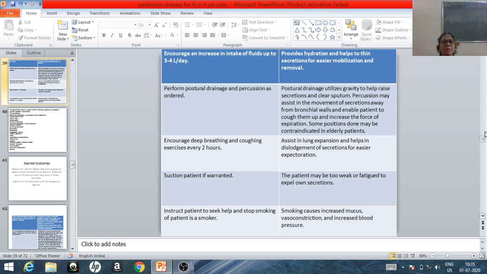Some positions may not be done, as they are contraindicated in some of the elderly patients. Encourage deep breathing and coughing exercise every 2 hours, which assists in lung expansion and helps in dislodgement of secretions for easier expectoration. Suction patient if warranted. The patient may be too weak or fatigued to expel own secretions. In such case you can suction. And instruct patient to seek help and stop smoking if patient is a smoker. Smoking causes increased mucus and vasoconstriction and increased blood pressure.